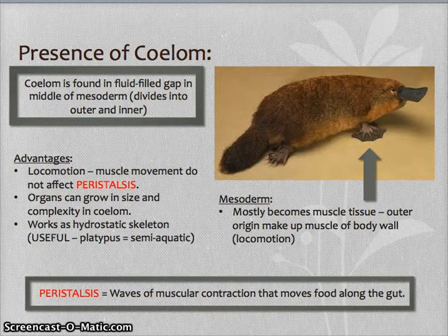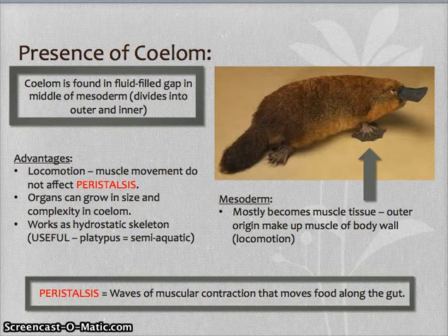As we have discussed before, all Chordata contain coelom. Coelom is found in a fluid-filled gap in between the mesoderm, which is now divided into an outer and an inner layer. The mesoderm mostly becomes muscle tissue, which relaxes and contracts muscles to do movement and work in a variety of different ways and places. The advantages of the coelom are in abundance, as they help locomotion, not to affect peristalsis during muscle movement.